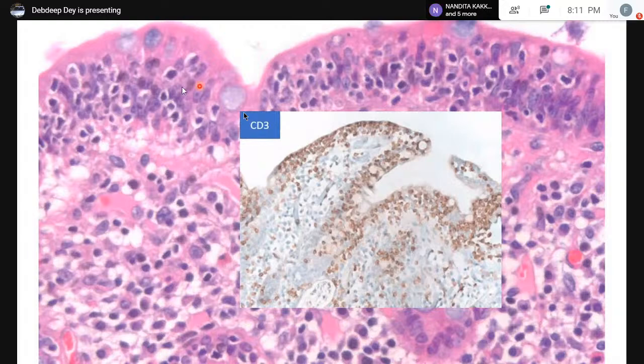So you can see here there is crypt hyperplasia, there is increased intraepithelial lymphocytes, very nicely picked up by the CD3 stain. But in addition to the intraepithelial T lymphocyte, there will be villus atrophy, as you can see here. And there will be crypt hyperplasia, and there will be a lot of inflammatory infiltrate. There are lymphocytes, plasma cells here. So villus atrophy, crypt hyperplasia, chronic inflammation, and intraepithelial lymphocytes. All these four will be present in the celiac disease, which happens in the adjacent areas of this enteropathy type T-cell lymphoma.